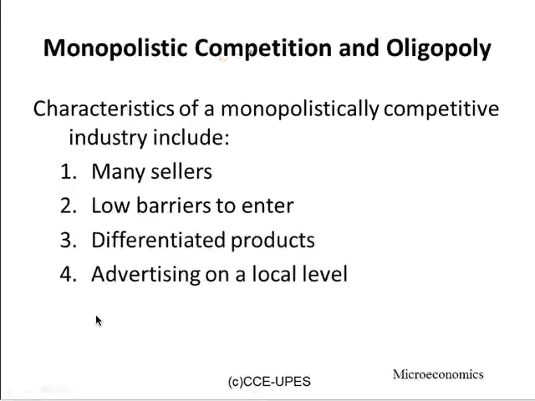Now, a monopolistic competition includes many sellers, but not as many as in perfect competition. In perfect competition, there were no barriers. Here, there are barriers, but they're not very strict barriers, they're very low barriers. But the most distinguishing feature of monopolistic competition is that many sellers are selling differentiated products.